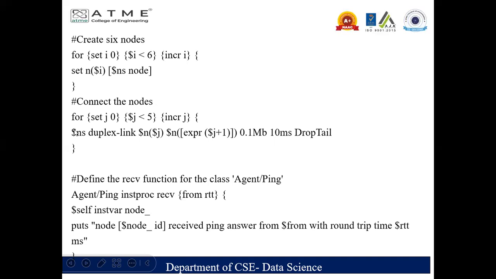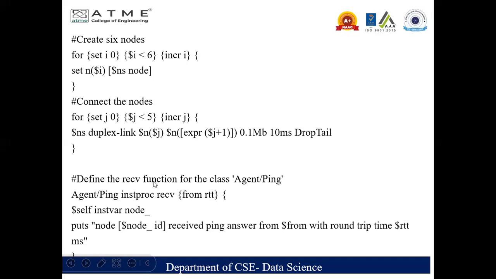Then we are going to connect the nodes. Each time we run the loop from 0 to 5, starting from 0, it will create a duplex link with a bandwidth of 1.1 MB and a delay of 10 milliseconds, with DropTail. Each time it runs, it creates the links between all the 6 nodes.